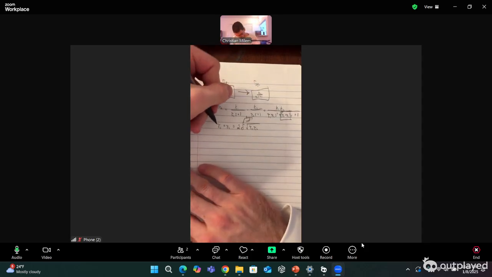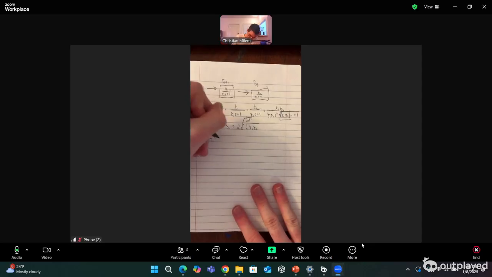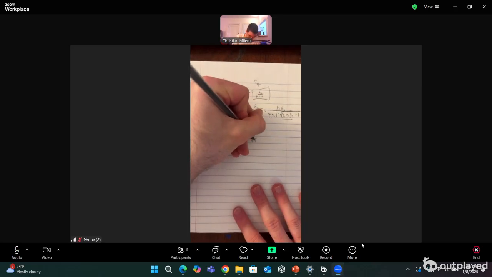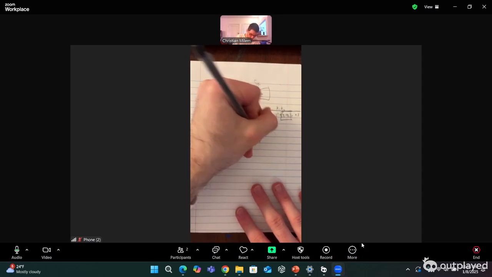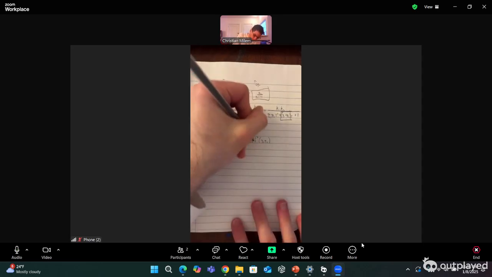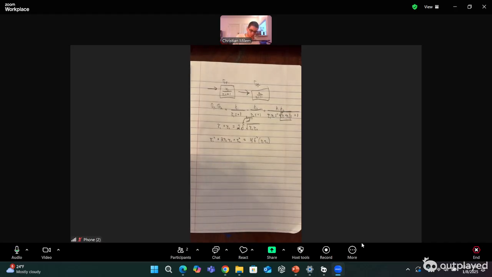So what we'll do is we will square everything on both sides. So we have tau 1 squared plus 2 tau 1 tau 2 plus tau 2 squared equals 4 zeta squared times tau 1 tau 2. And for this system to be overdamped, zeta would always have to be greater than 1.